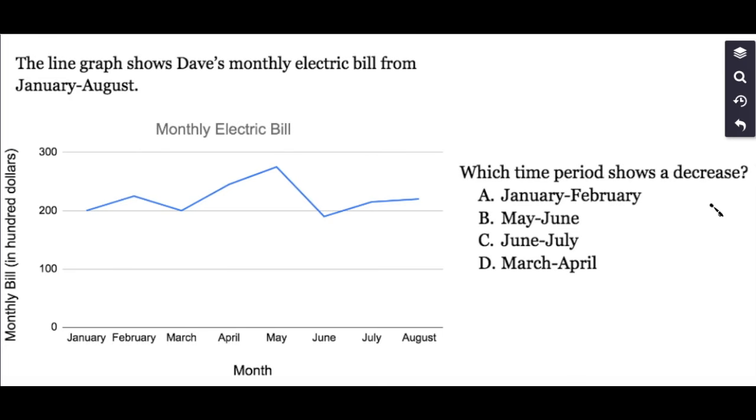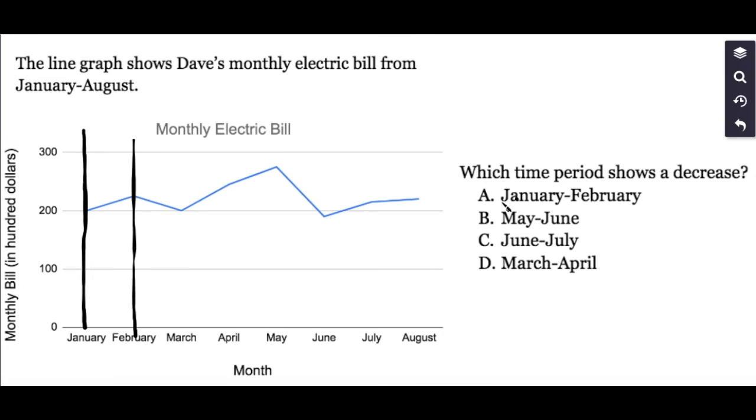So now's your chance to pause the video, try to figure this out, and whenever you're ready, we'll go over the answer. Okay, so for a question like this, basically we can just go one by one. Let's look at January through February. To check that, I just need to look at what's happening on the graph between the points of January through February. So that'd be like right here.